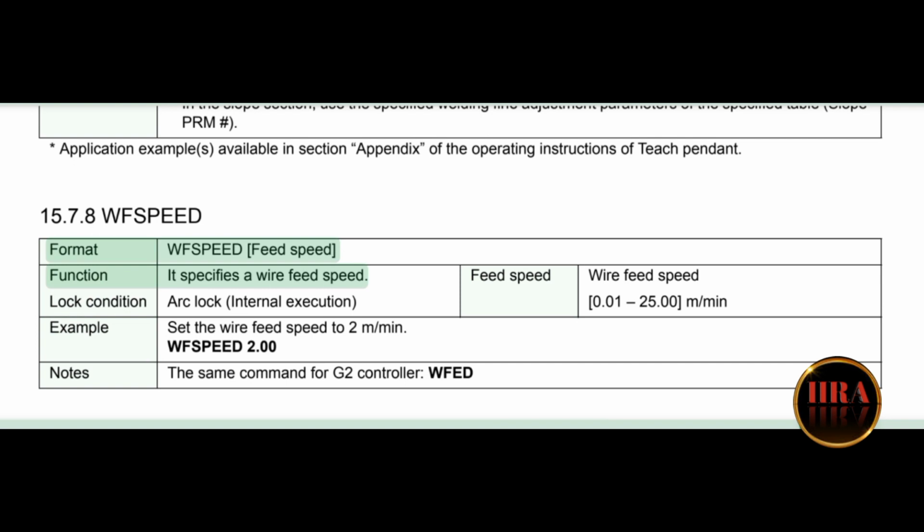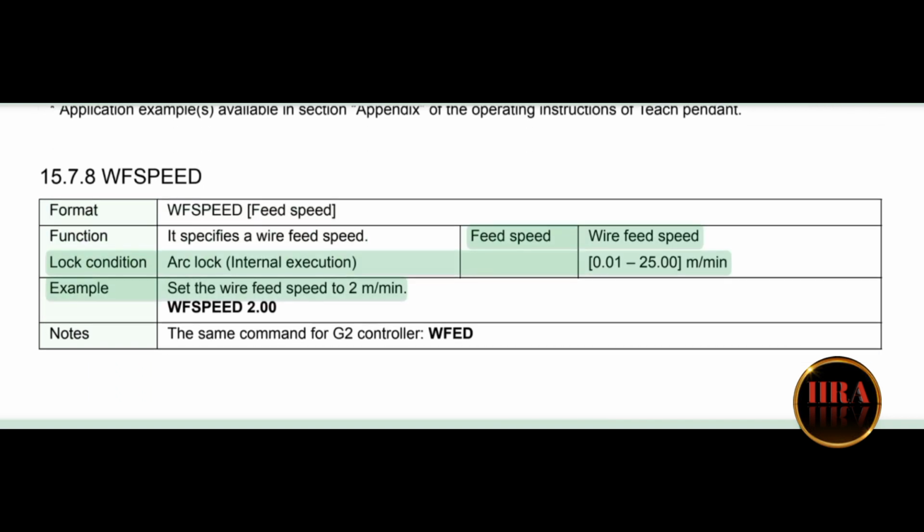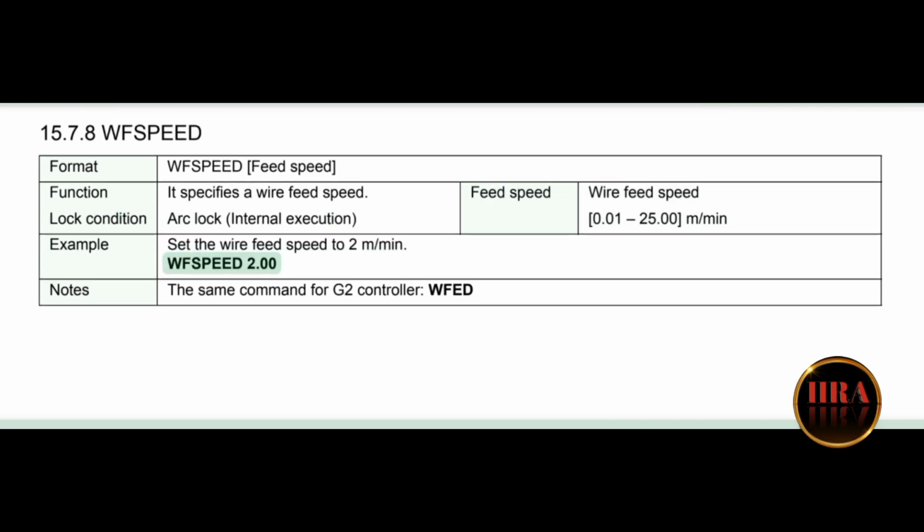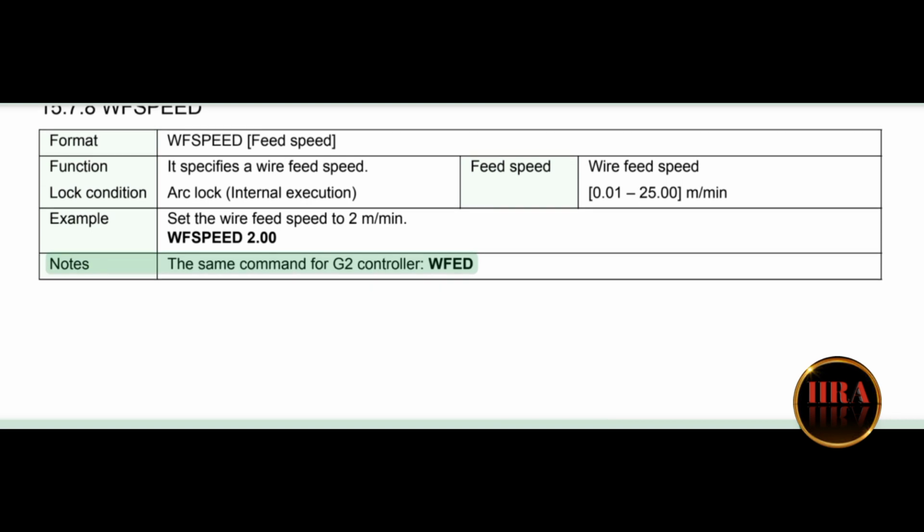Format: WFSPEED, feed speed. Function: it specifies a wire feed speed. Feed speed: wire feed speed, 0.01 to 25.00 meters per minute. Lock condition: arc lock, internal execution. Example: set the wire feed speed to 2 meters per minute. WFSPEED 2.00. Notes: the same command for G2 controller, WFED commands.